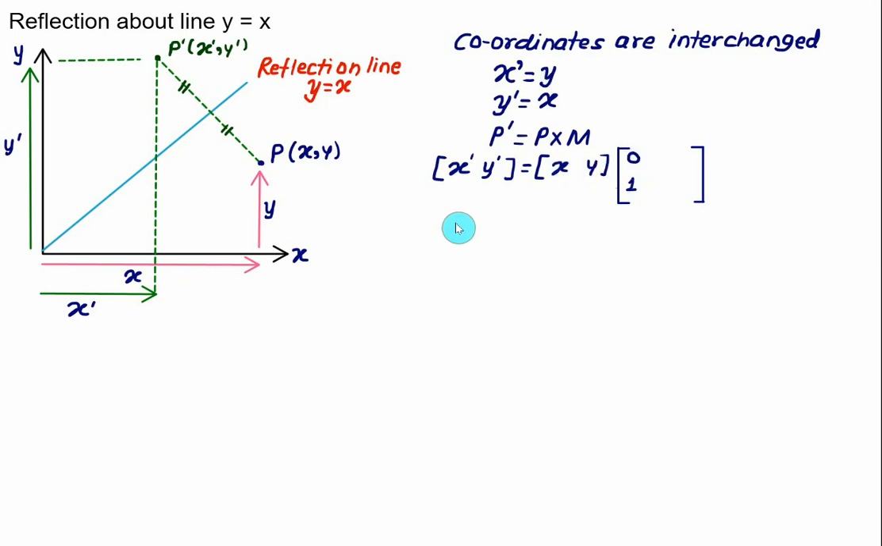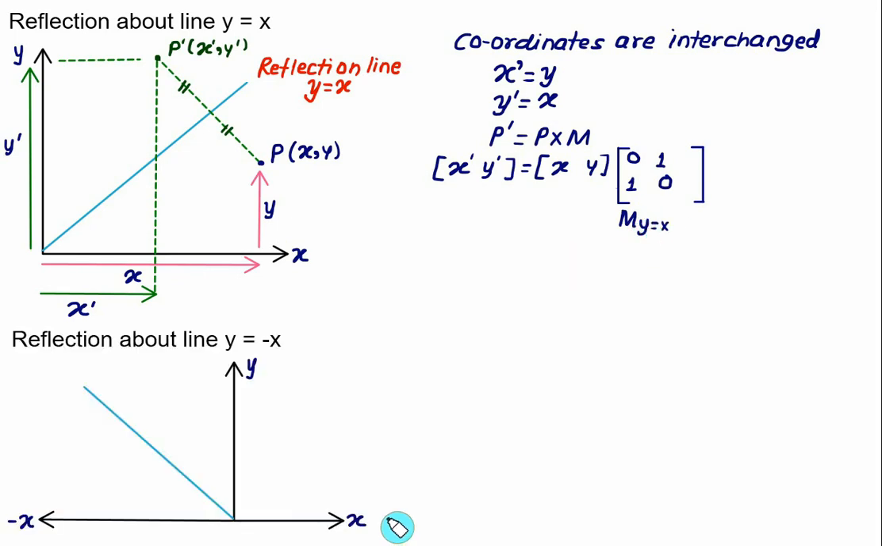For the second column we can write y prime, which is equal to x. So you have to write this value as 1 and this value as 0. Our result is x plus 0y, that is the same as this matrix. So this is the matrix when we have y is equal to x.